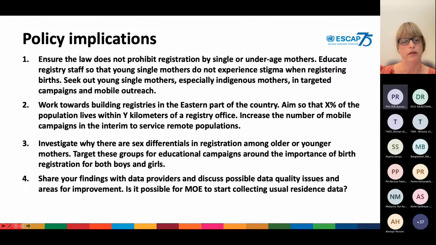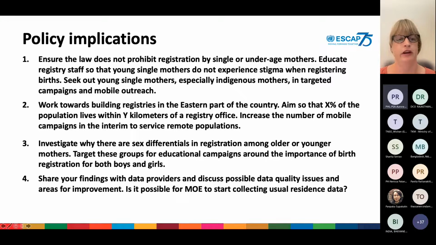So a lot of those things also have some policy implications. So the first thing to do is to ensure the law does not prohibit registration by, say, single or underage mothers. So perhaps there's some law that says you have to be 18 to register a birth.